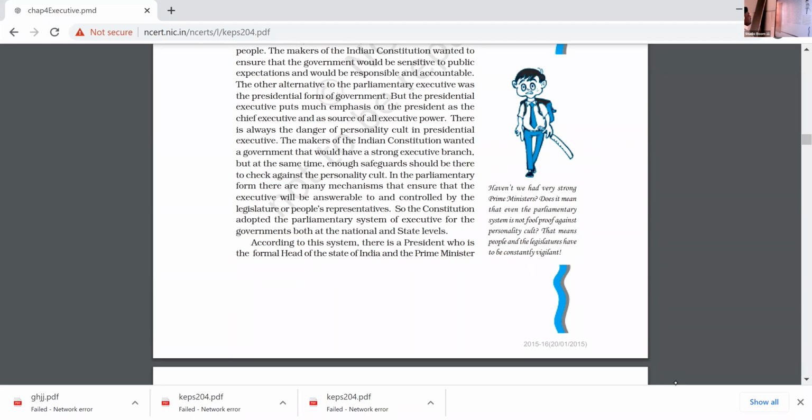But at the same time, enough safeguards should be there to check against the personality cult. In the parliamentary form, there are many mechanisms that ensure that the executive will be answerable to and controlled by the legislature or people's representatives.